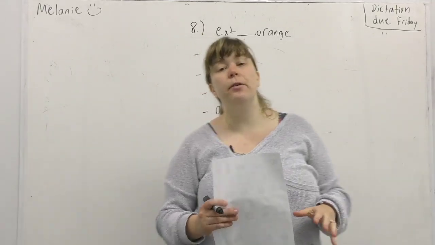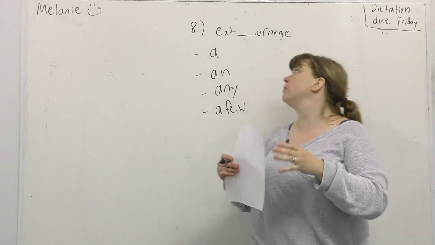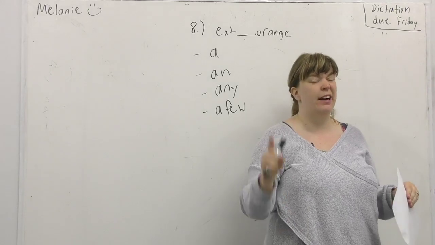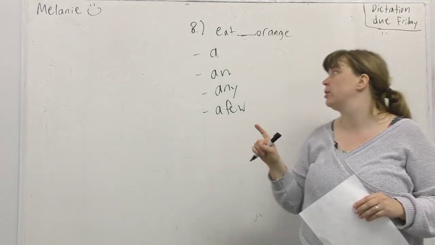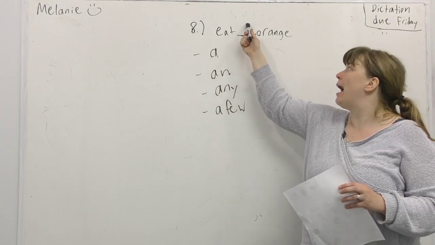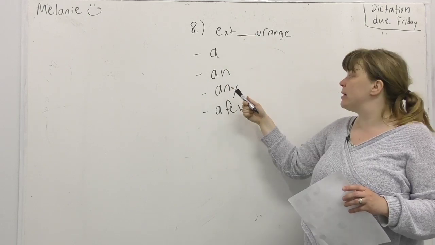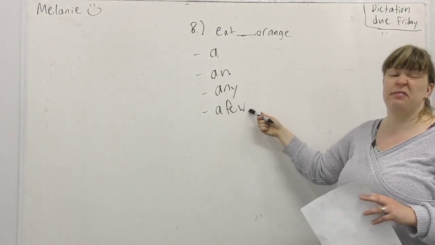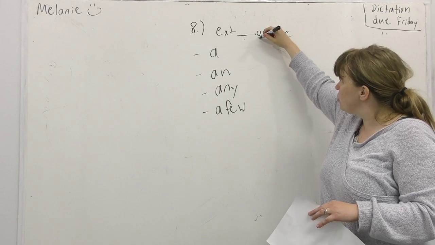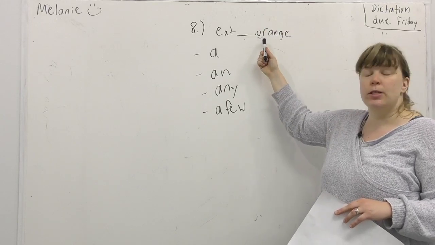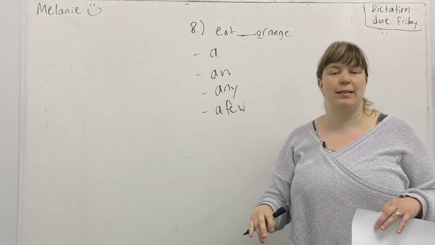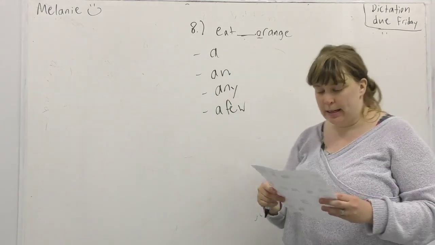So we know that oranges are countable, but it looks like there's no S at the end, so we only have 1 orange. So which one do you think it's going to be? A orange, an orange, any orange, or a few orange? So keep in mind, this starts with an O, so think about which article is going to be the best to use. Type in your answers.